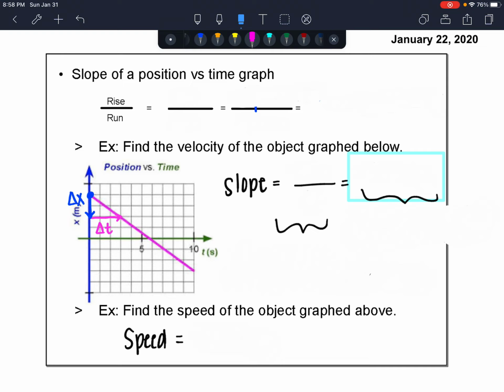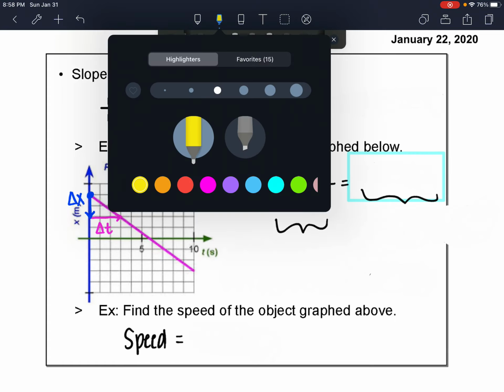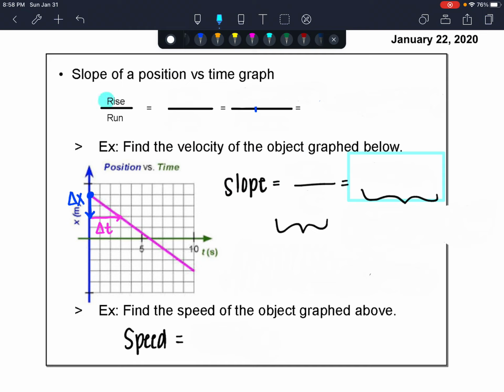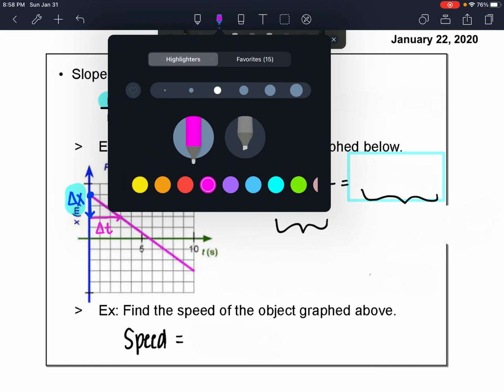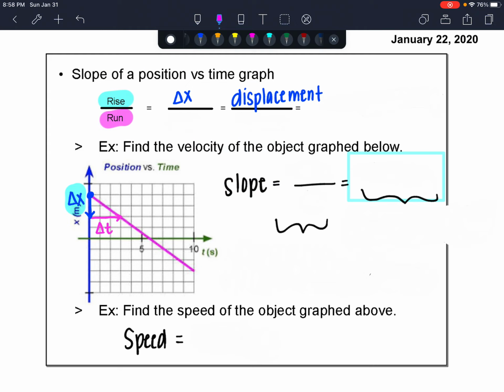So remember, when we're looking at a position versus time graph, our slope is our rise over our run. Now your rise is how much you change on the vertical axis. So I'm going to color code here. My rise is how much I change on the vertical axis. Well, if my vertical axis is position, then my rise is change in position, commonly called displacement. My run is how much I change horizontally on the graph. So in this case, since time is on my horizontal axis, my run is delta t. In other words, just change in time, or AKA a time interval.